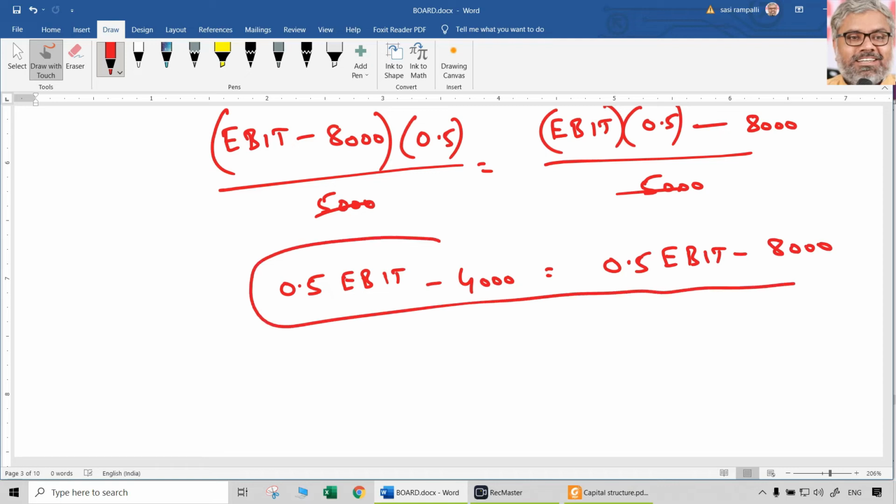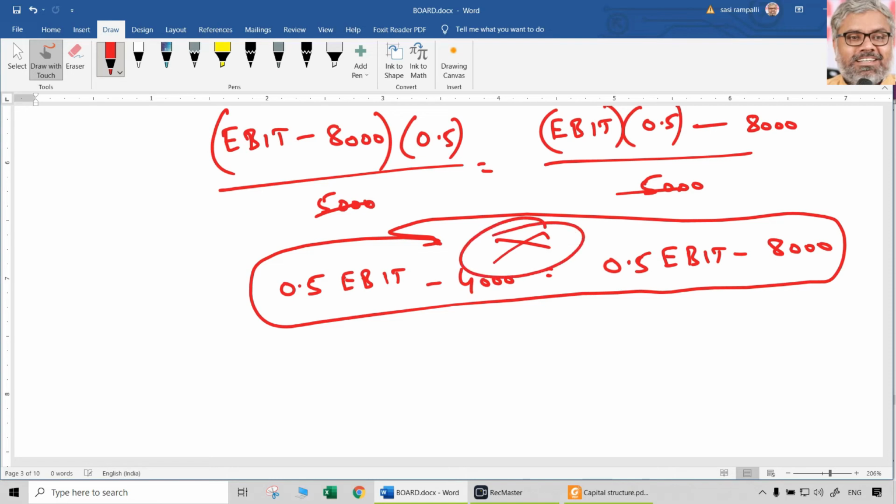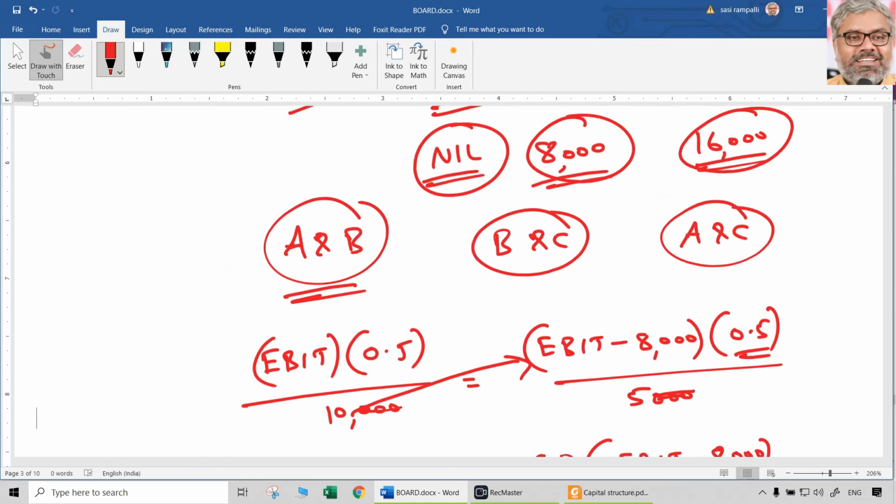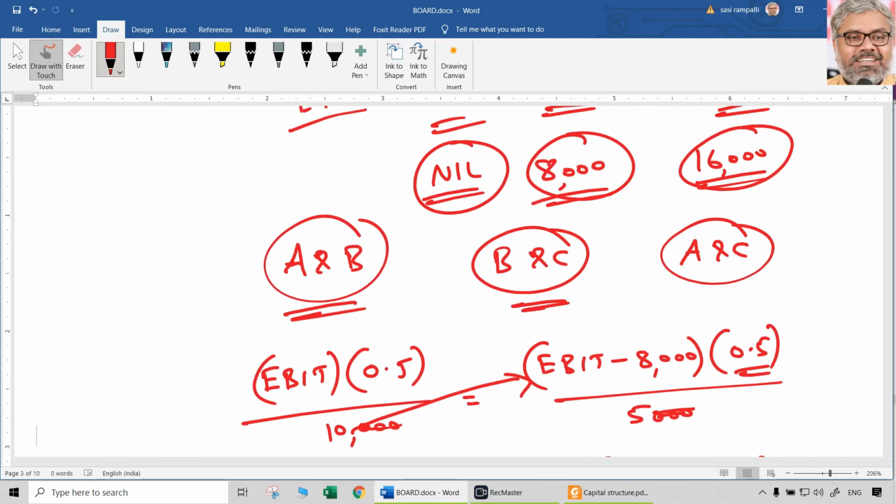Is it possible? Impossible, because if 0.5 EBIT and 0.5 EBIT go, can 4,000 be equal to 8,000? It doesn't make sense. Which means there is no point of indifference between plan B and plan C. That is the conclusion. We checked that already. There is no necessity that there will always be an indifference point. Sometimes an indifference point may not be there. This is such a situation where B and C do not have any indifference point.